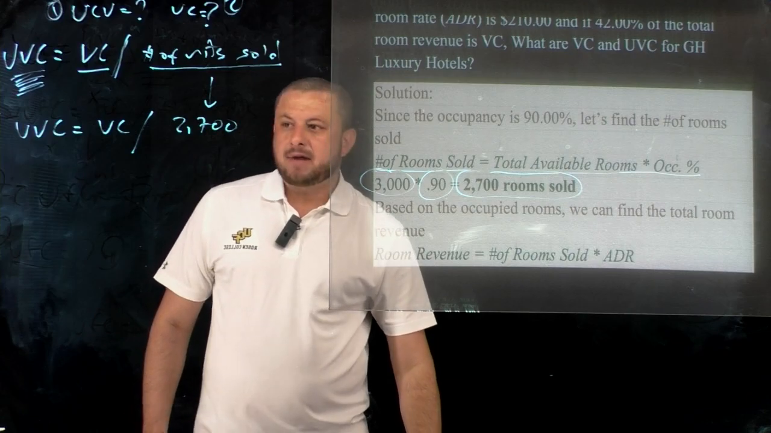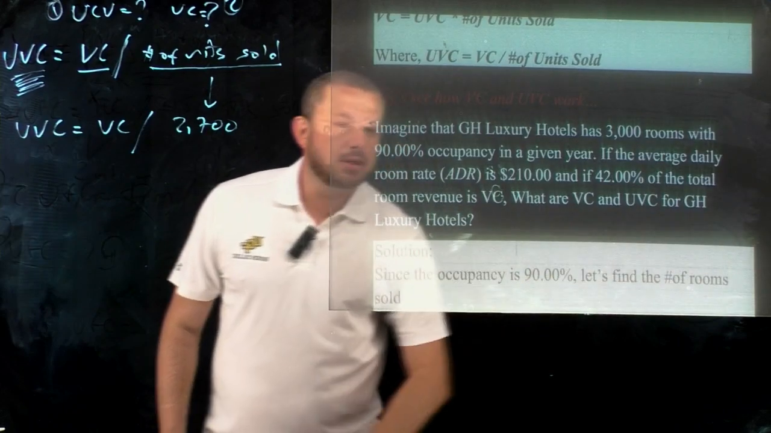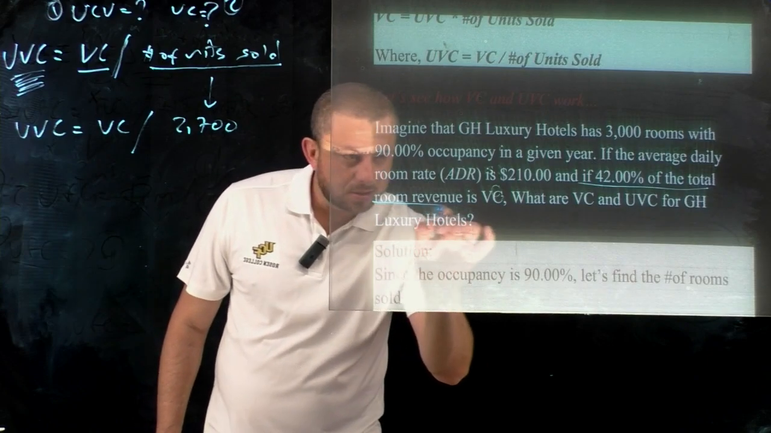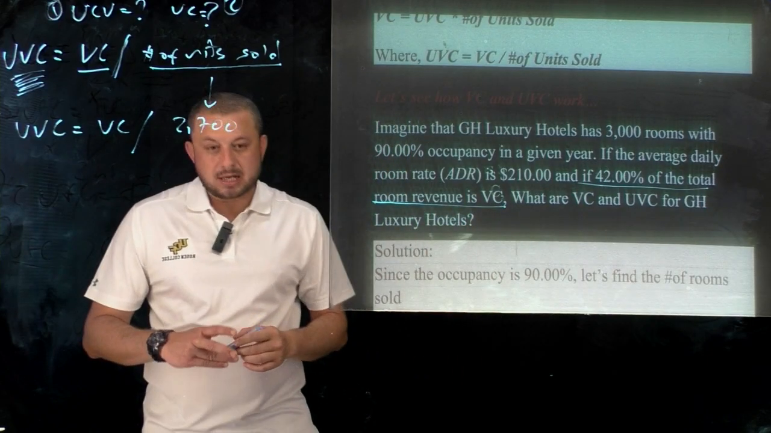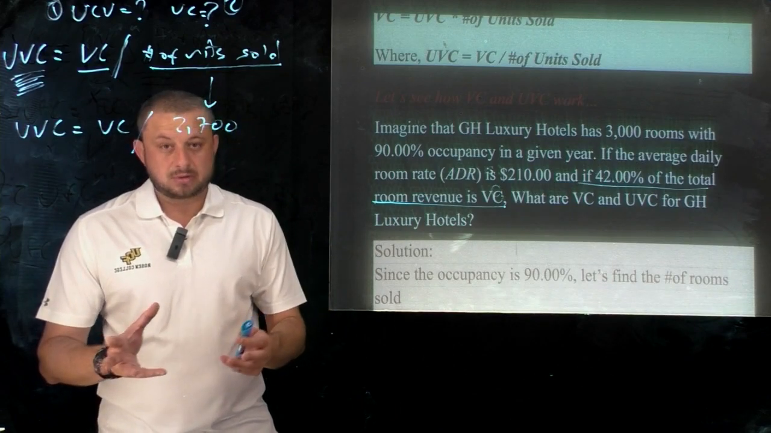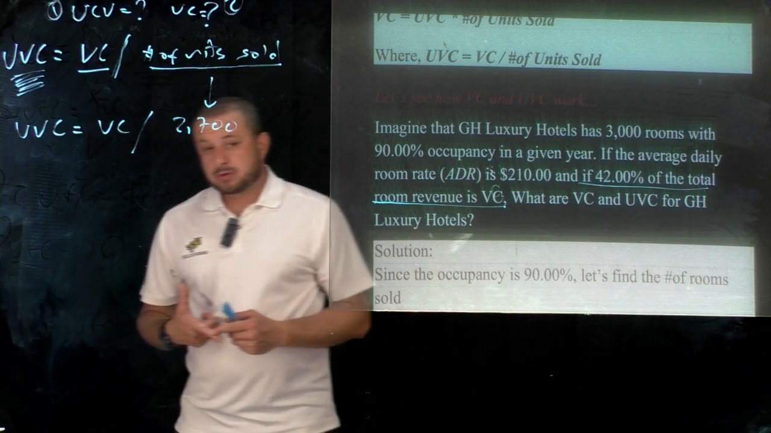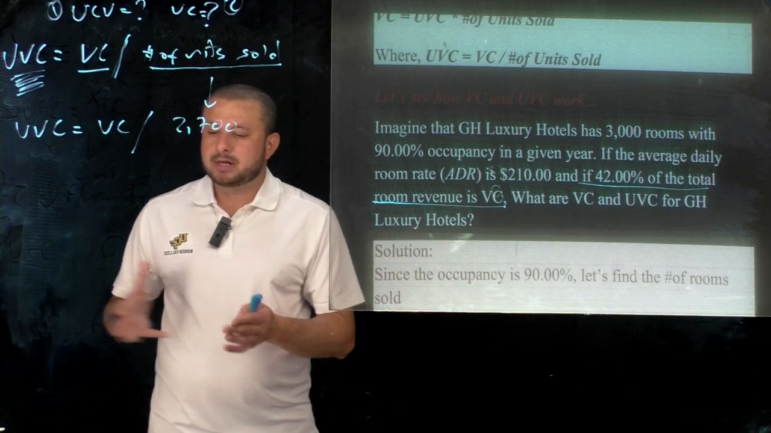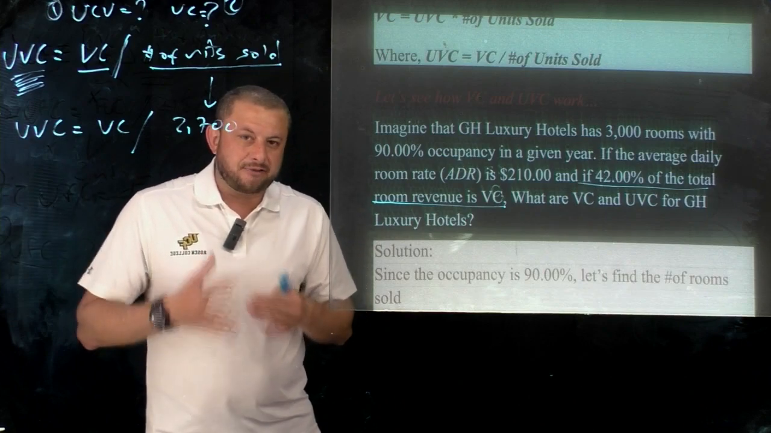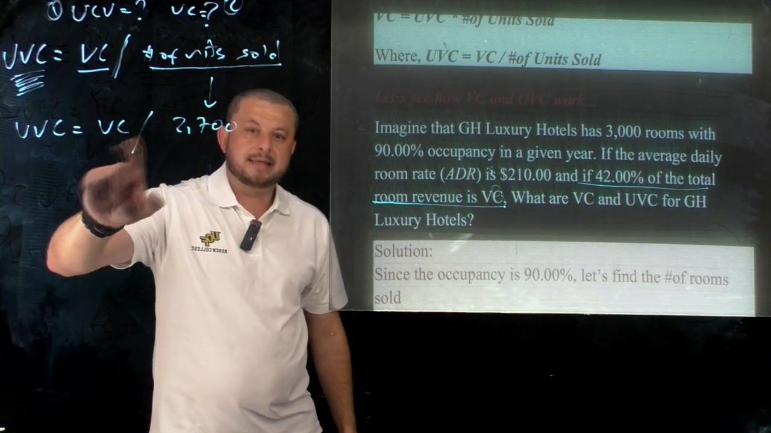Let's keep going. Well, in the question, it says 42% of the total room revenue is VC. Guys, look, there is a condition for us. 42% of the total room revenues are the variable costs. If 42% of the total room revenue is the variable cost, well, I have to find total room revenue first. Then I can just take 42% of the total room revenue that I find, and I will be able to find variable cost. Am I right? Yes, I'm right.